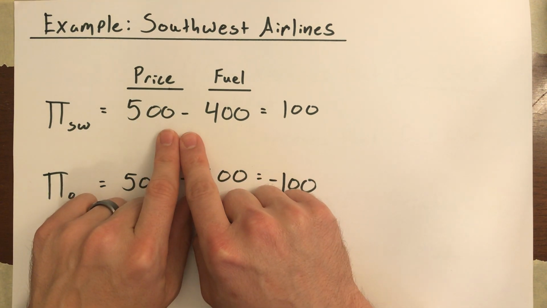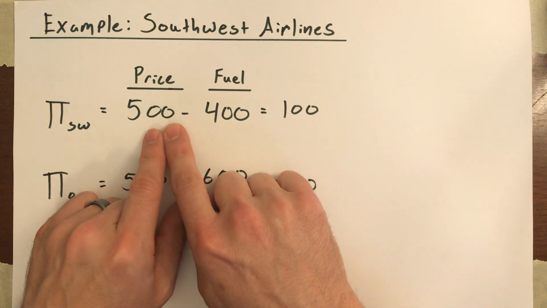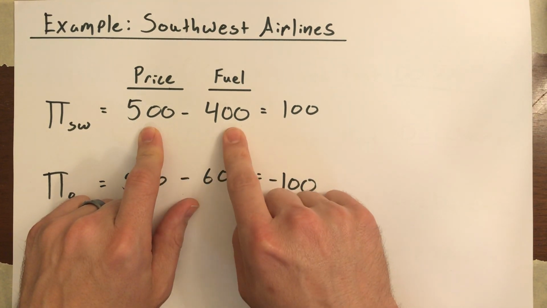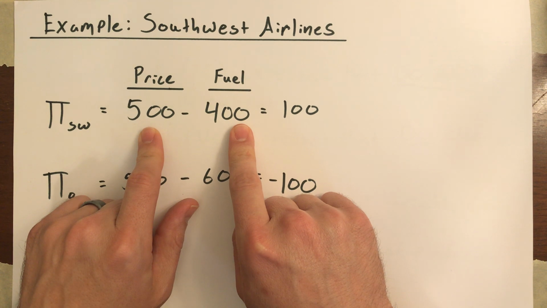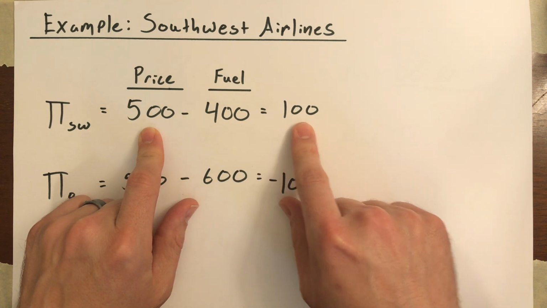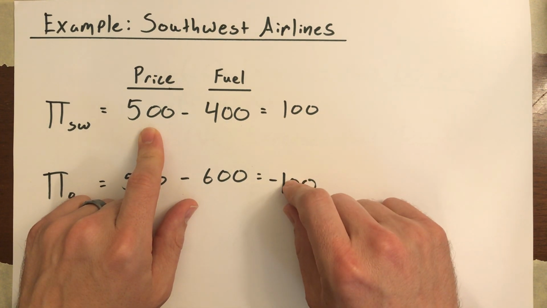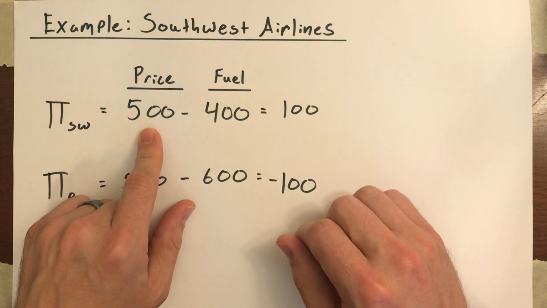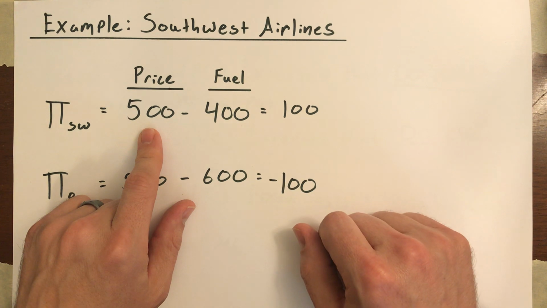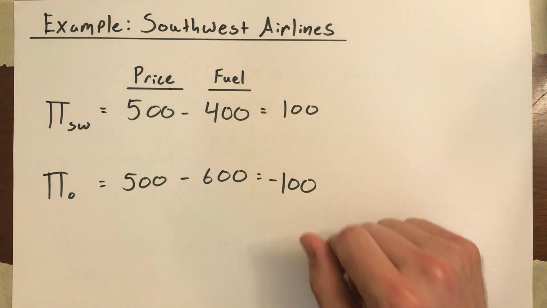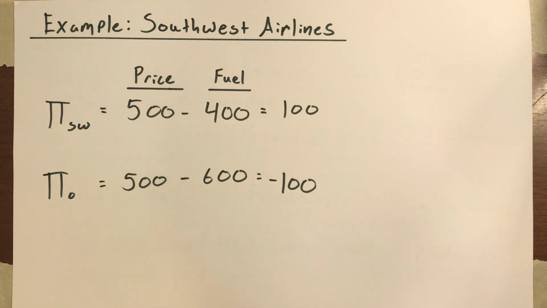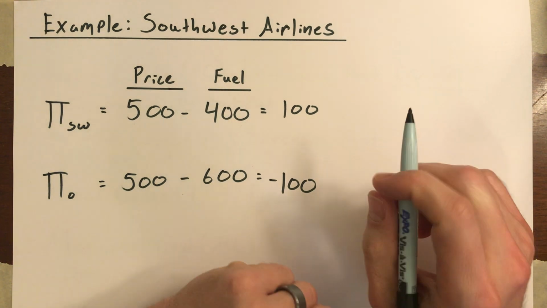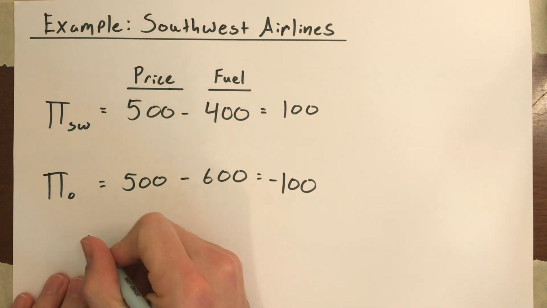What about Southwest Airlines? Should they fly the flight? Well, they've got this price of $500. They only have to pay $400 per passenger in fuel. They're earning a profit of $100. And so you could look at that and say, well, yeah, sure, they should keep on flying because they're earning a profit of $100 per passenger. Okay, it's still profitable. They should keep it open. But that ignores their opportunity cost. Okay, what would that opportunity cost be?